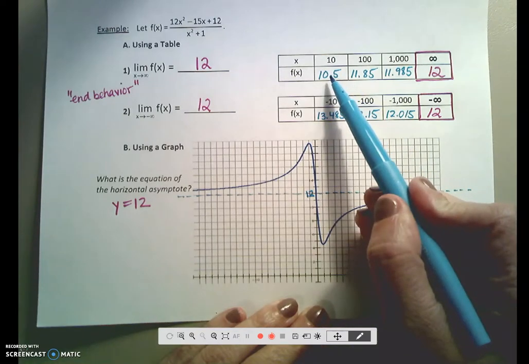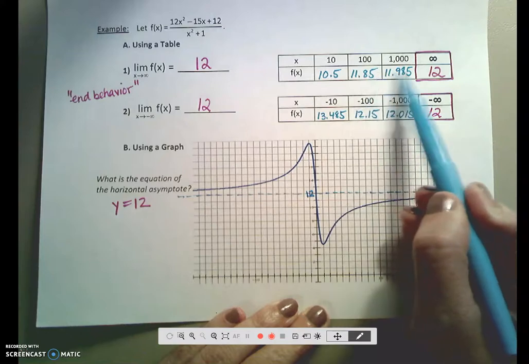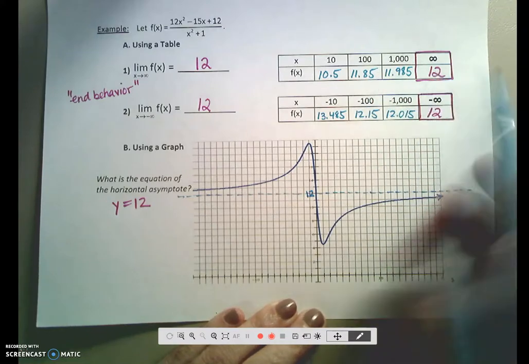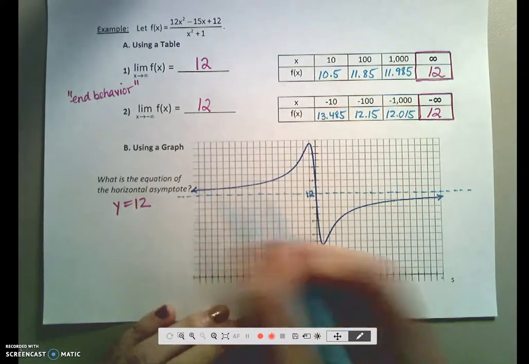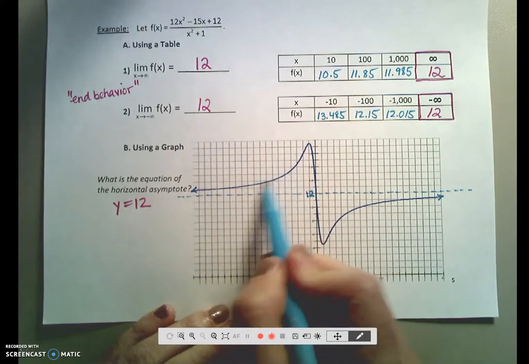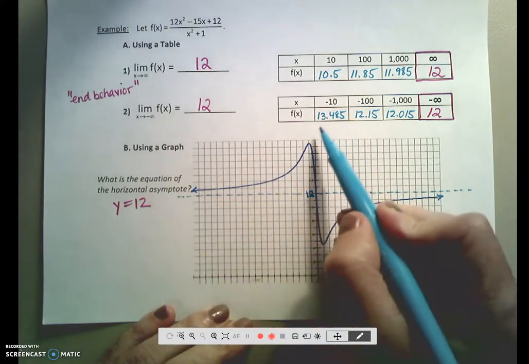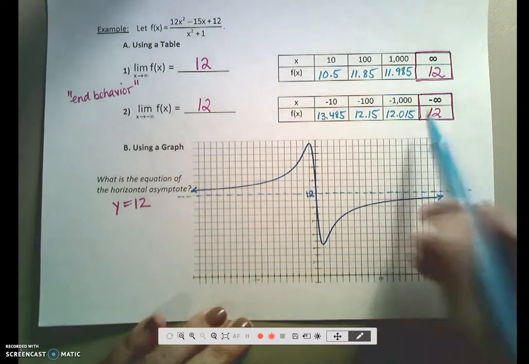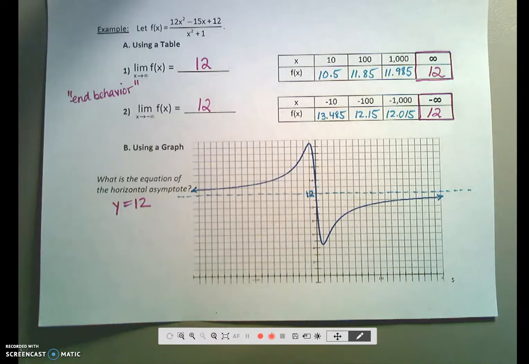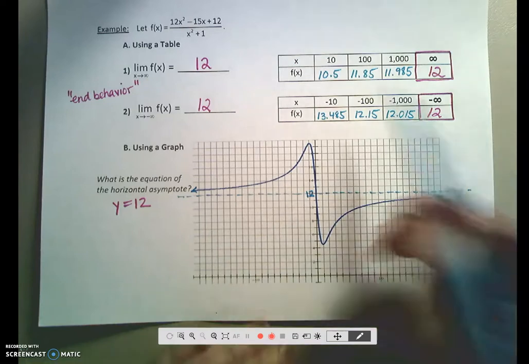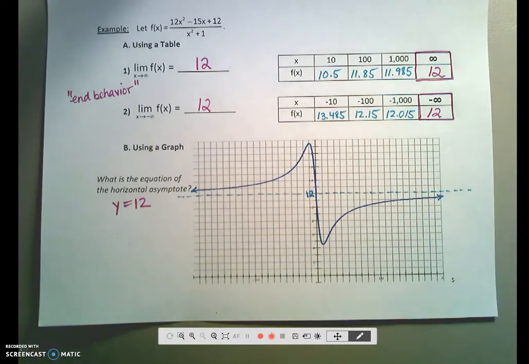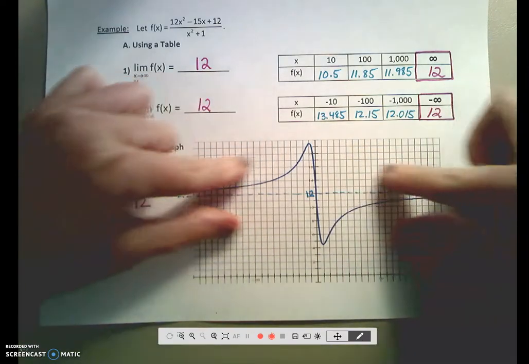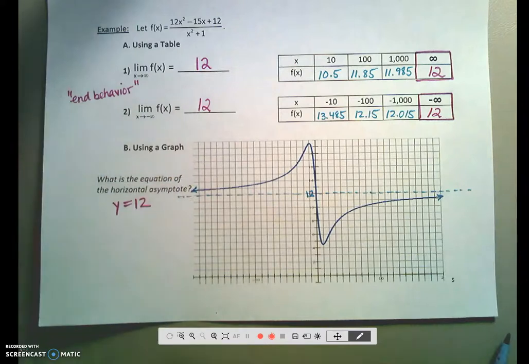See how they're smaller than 12? You're coming up to 12 from underneath. Over here on the left side, you're above 12, headed down to 12. See, your numbers were bigger than 12 and you were headed down. So you can get a feel for if the graph is above or below the horizontal asymptote if you look at the table. For this one, I actually think the graph is the easier way to go. And whenever you see this flattening out on both sides, that's end behavior happening, and that's horizontal asymptotes.